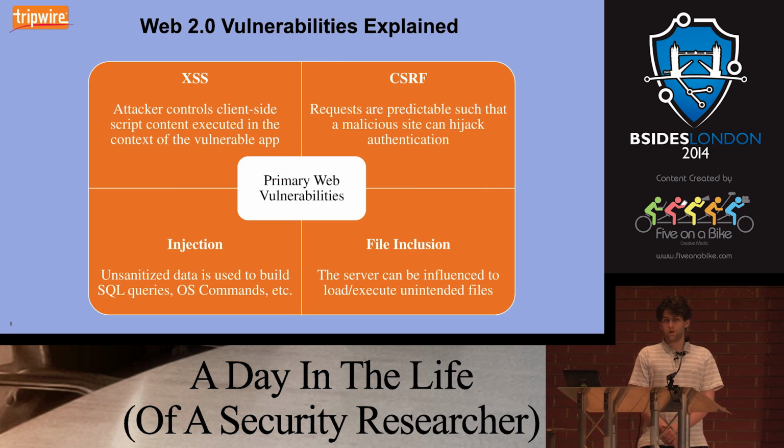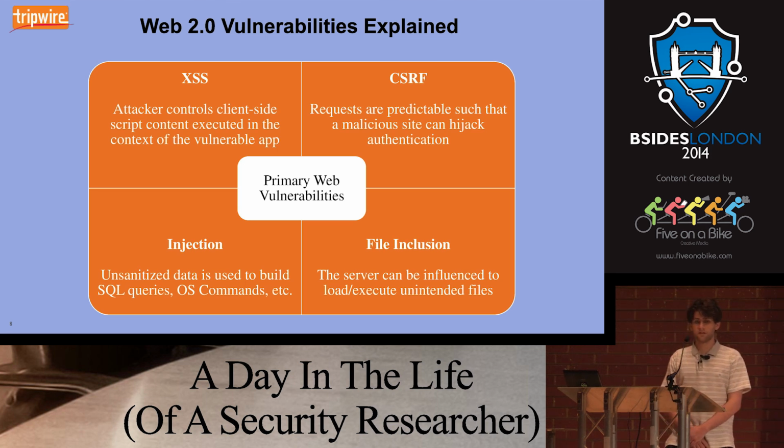With web vulnerabilities, I'm going to talk about four of the primary categories of vulnerabilities, which are very common to find and sometimes very easy to find. First on the list, you've got cross-site scripting. This is whenever you have the ability to inject client-side code into a web page so that it's executing in the context of that domain. It gives you access to cookies, things like that.